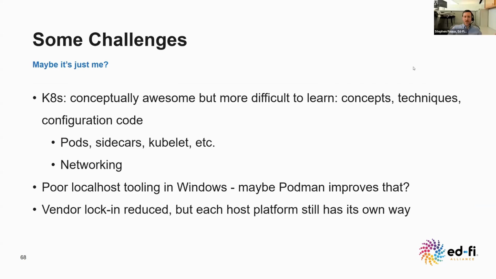Some challenges I found with Kubernetes: it's conceptually really amazing, especially for microservices, but there is a lot more that you have to learn on top of the basic Docker commands. You run into things called pods, sidecars, kubelet. Your networking is different. I've also found that the localhost tooling in Windows is kind of flaky in my experience. Moving to Kubernetes does help you reduce some vendor lock-in, but even still, every time you want to deploy out to a different cloud environment, each host is still going to deploy Kubernetes a little bit differently. So it's not 100% universal, but it's getting a lot closer to universal.